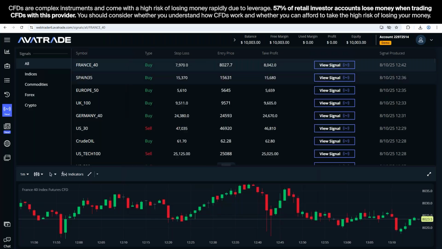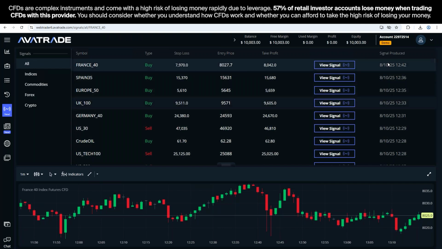This is how the signal is constructed. We're going to have the initial price. This is allegedly where we started to analyze the signal. Let me just show you. Maybe we'll pick CAC 40, or not one of the indices. Maybe let's go with oil. We can see that oil here, the entry price is 62.28, stop loss 61.7, and the take profit is 62.80. And we can also see the signal produced.